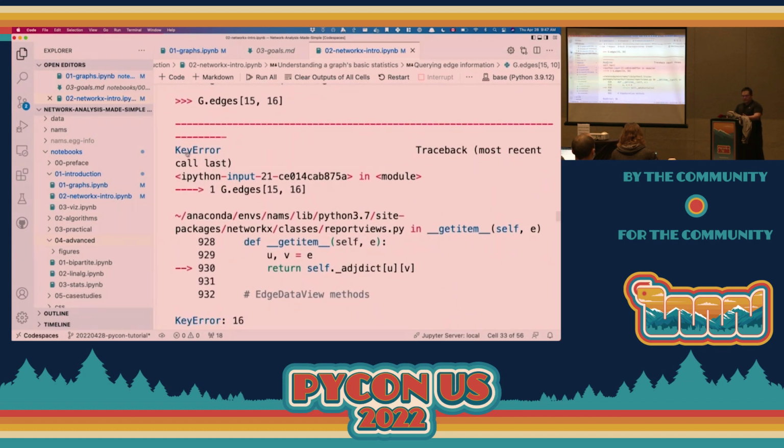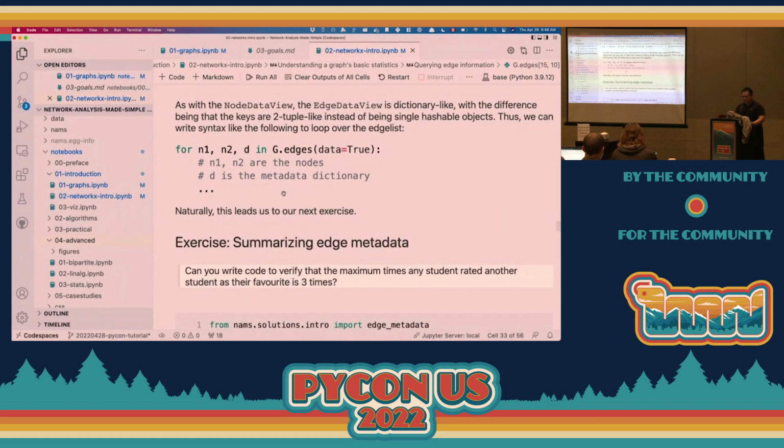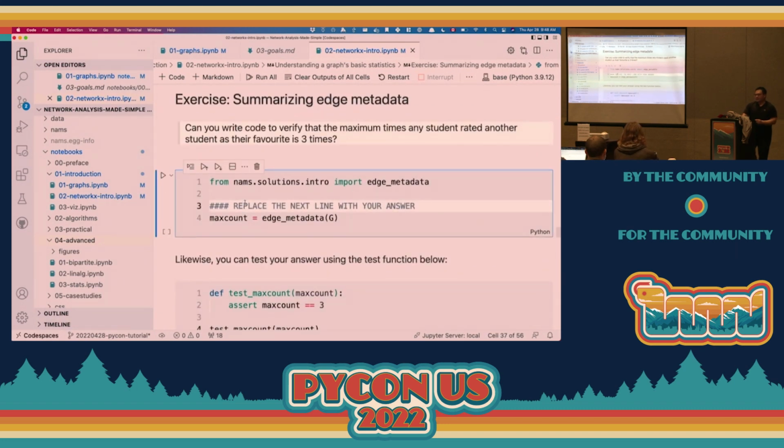You'll get a key error if an edge does not exist. So this, obviously, we won't run. And just as it is with g.nodes, where you have an iterable of 3 tuples, same thing happens over here. So you have n1, n2, d as your loop variables if you were to loop over g.edges data equals true, okay? So what we're going to do next is another exercise, summarize the edge metadata.